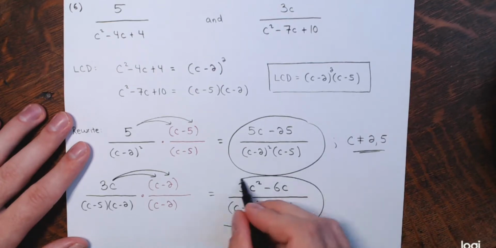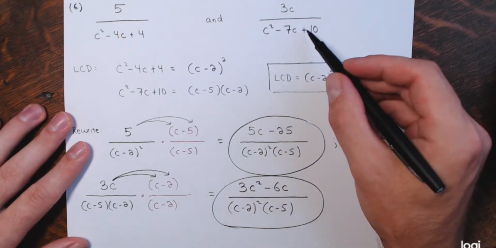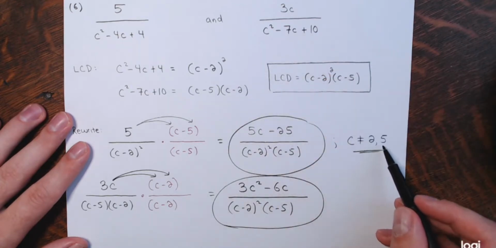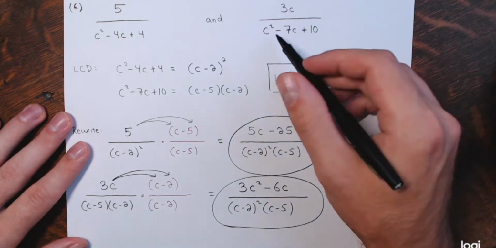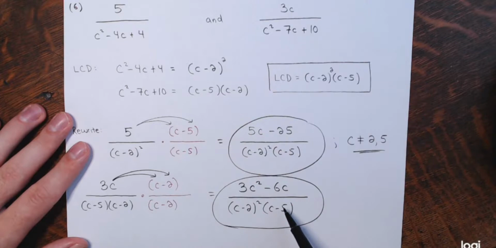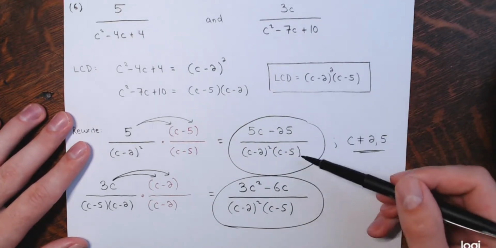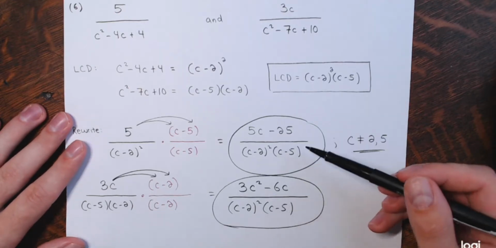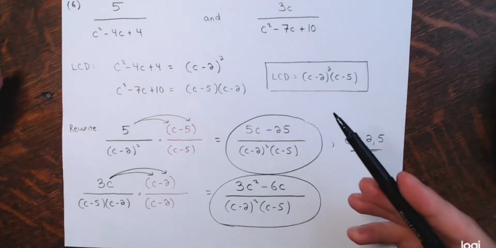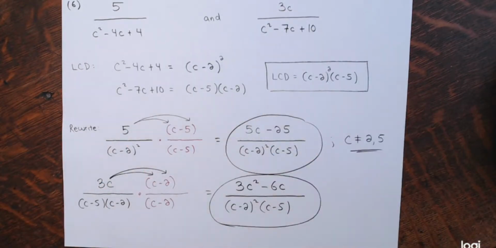And again, this fraction is the same as the second fraction we were given for any value of c except 2 and 5. You can replace c with anything you want except 2 or 5, and the value of this fraction will be the same as the value of this fraction. And now these two fractions have the same denominator. And once two fractions have the same denominator, you can add them or subtract them. But we're not asked to do that just yet. We're not asked to add these or subtract these. That'll be the next video.